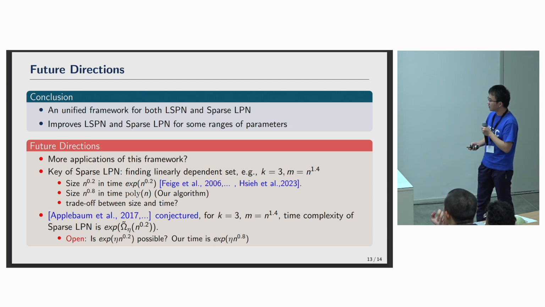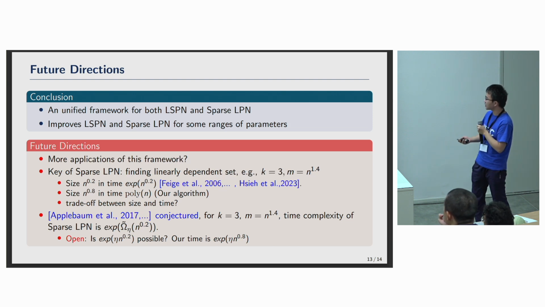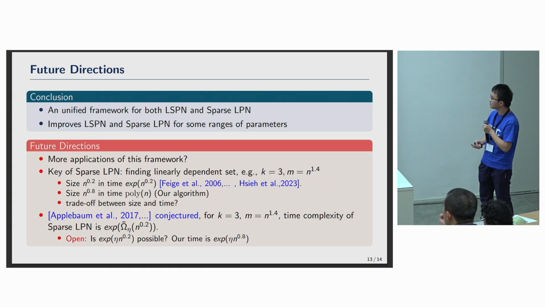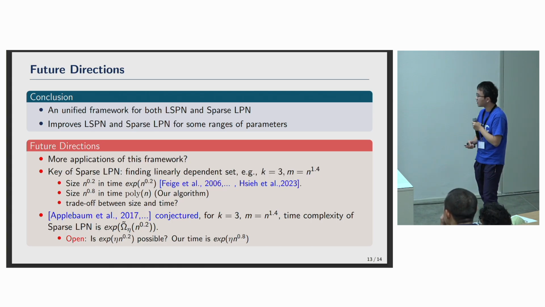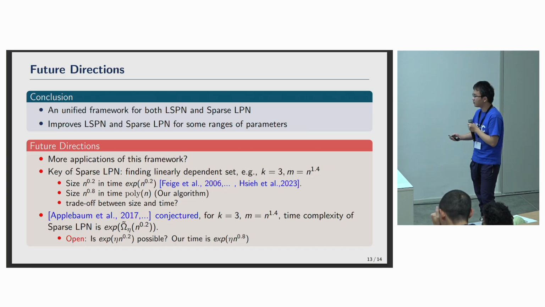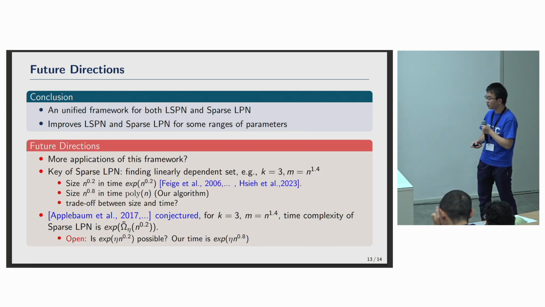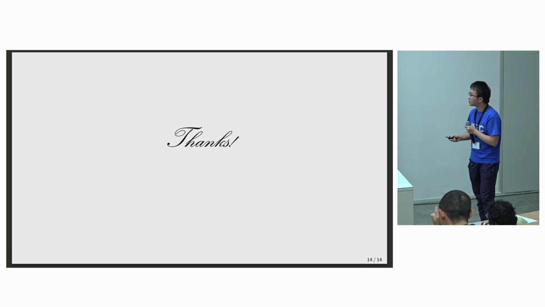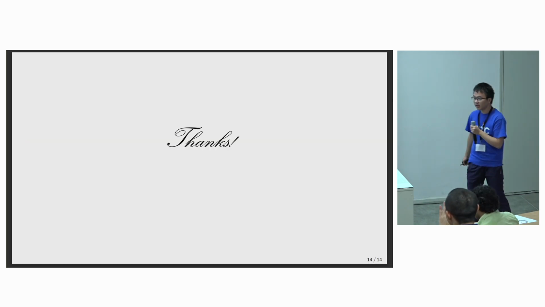The third is that Applebaum et al. conjectured, for k equals 3 and m equals n to the 1.4, that the time complexity of sparse LPN is exponential in omega(eta n to the 0.2). So it's still open: is time exponential in eta n to the 0.2 possible? Recall that our time is exponential in eta n to the 0.8. Okay, thank you very much for listening. Any questions?